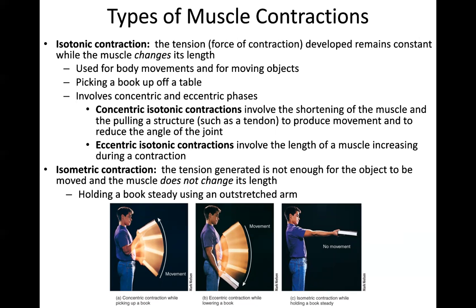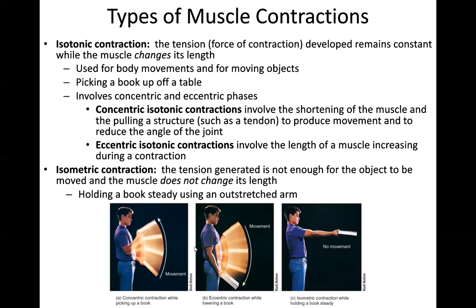This is what we do when we do most of the motions that we think of when we talk about skeletal muscle contraction: picking things up, jumping, throwing a ball. An example, like they're showing, is picking a book up off the table. There's two different phases to a singular isotonic contraction: the concentric and the eccentric. The concentric, you can see there in figure A, and this would be for the biceps muscle, is where the muscle is shortening and pulling a structure such as a tendon, producing movement, which reduces the angle of the joint. In this case, the angle at the elbow is being reduced.